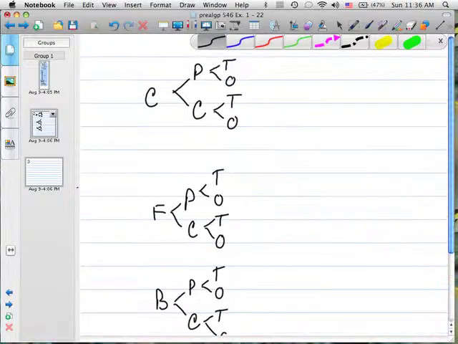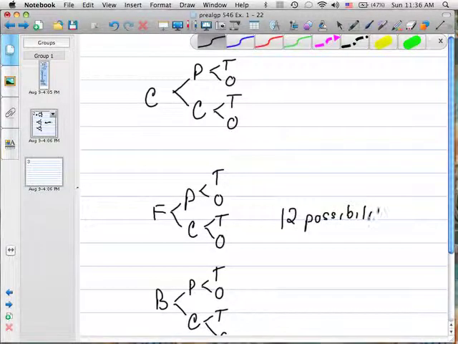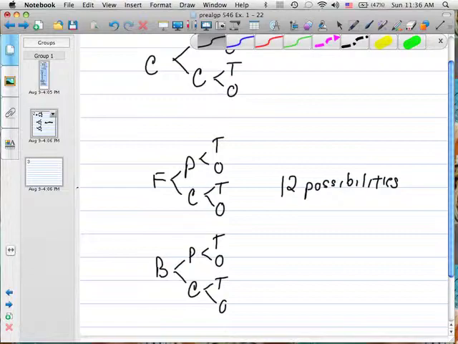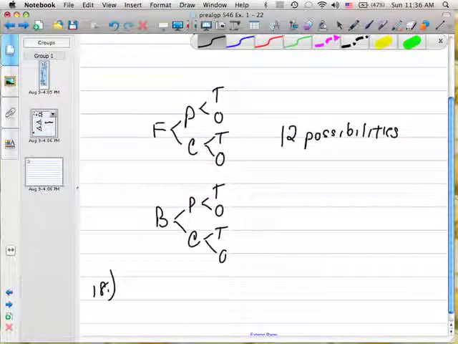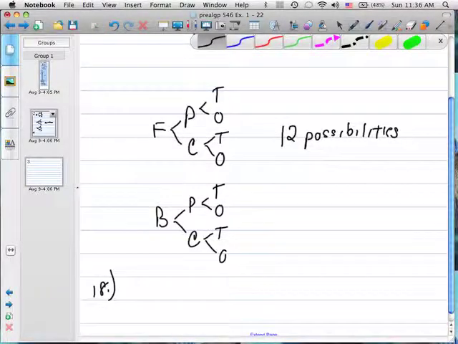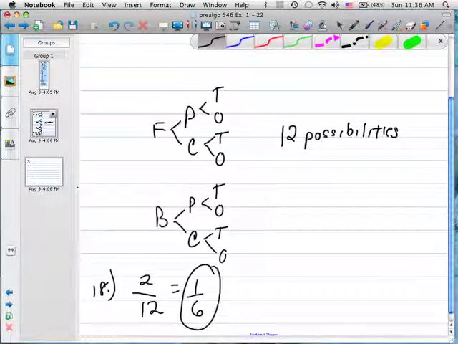So problem number 18. So let's see how many total. We have 1, 2, 3, 4, 5, 6, 7, 8, 9, 10, 11, 12. We have 12 possibilities. So number 18, the probability of a beef, followed by peas or corn, and tomato soup. So beef, peas, tomato, beef, corn, tomato, there's 2 out of 12, which is 1/6.